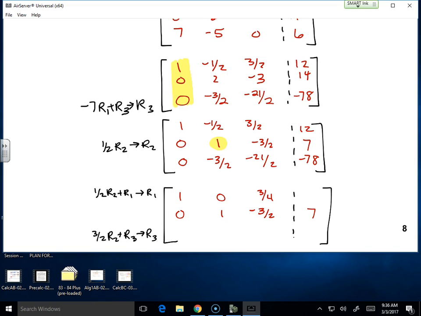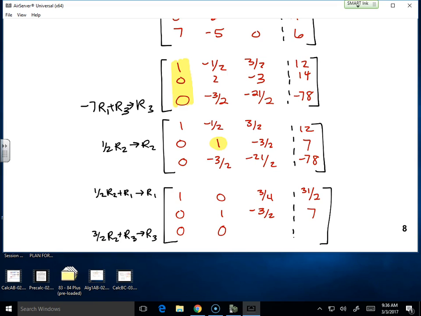1/2 times 7 is 7 halves. 7 halves plus 24 halves, I think, is 31 halves. 3 halves times 0 plus 0 is 0. 3 halves times 1 minus 3 halves is 0. Starts off easy. 3 halves times negative 3 halves is negative 9 fourths.